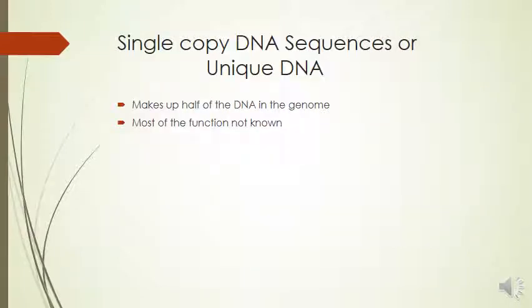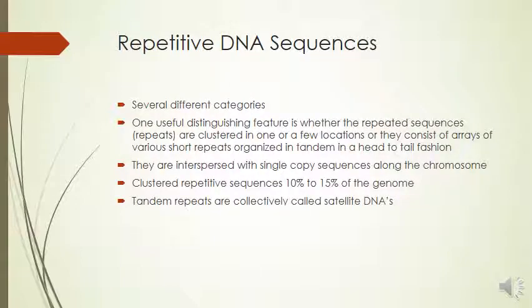If we look at single copy DNA sequences, or unique DNA, they make up about half of the DNA in the genome, and most of their function is not known. But repetitive DNA sequences are in several different categories. One useful distinguishing feature is whether the repeats are clustered in one or a few locations, or consist of arrays of various short repeats organized in tandem in a head-to-tail fashion. They are interspersed with the single copy sequences along a chromosome.